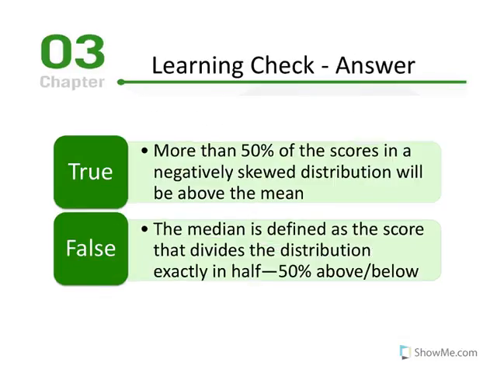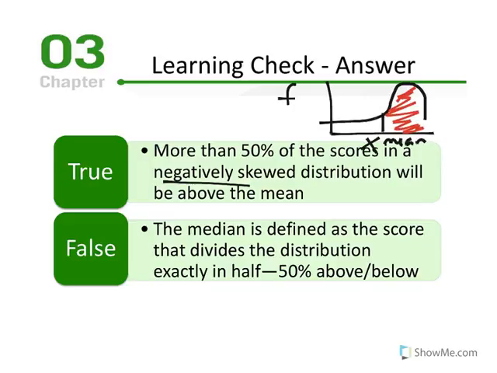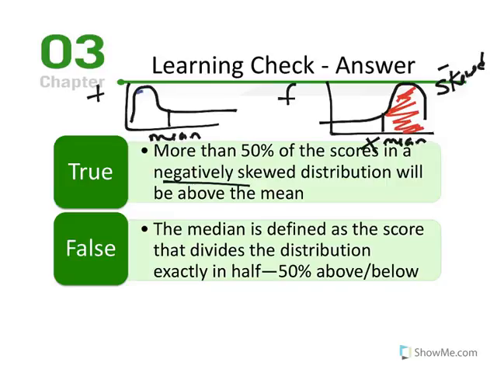So let's look at this more extended answer. The first one is true: more than 50% of the scores in a negatively skewed distribution, to be more precise, can be above the mean. So what does negatively skewed look like? We'd have this kind of shape. We have x, and let's say this is the mean, and this is showing that we have more than 50% of the scores above the mean. That is a negatively skewed distribution. If it was positively skewed, the distribution would look like this, and the mean, more or less, is in the center here.